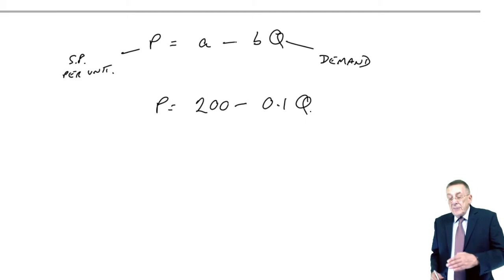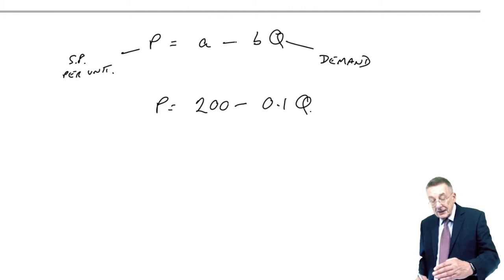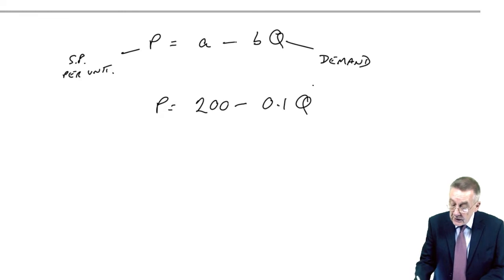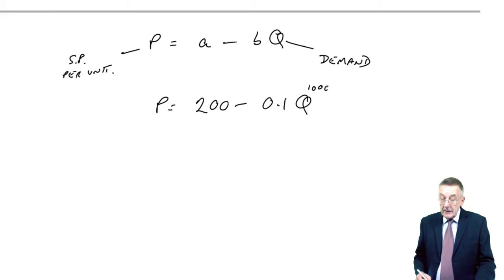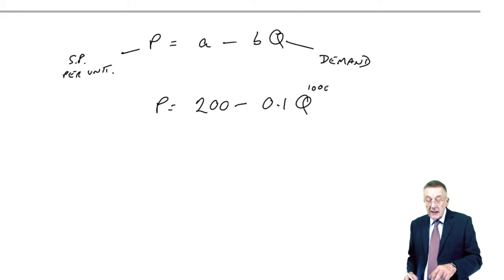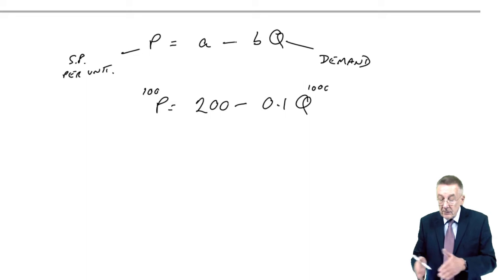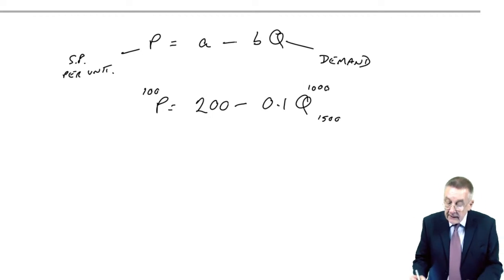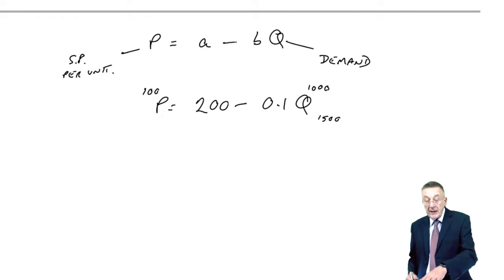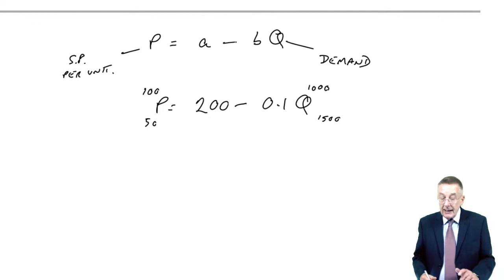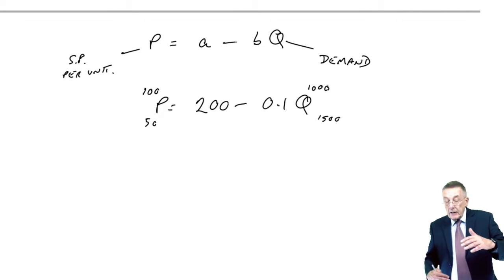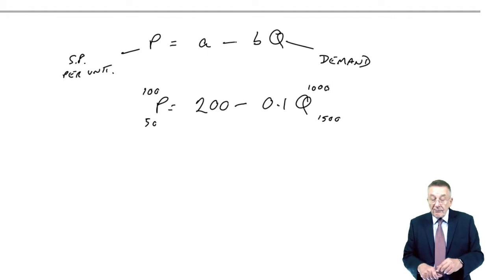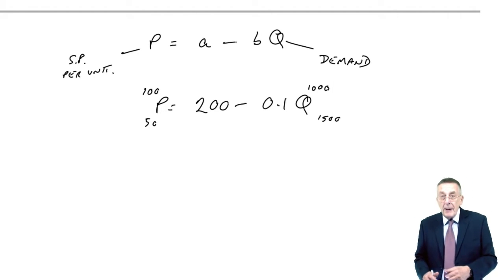Well, think about it. It means to get higher demand, there'll be a lower price. If demand was 1,000, 0.1 times 1,000 is 100, the price would be 100, 200 minus 100. If I wanted the demand to be 1,500, 0.1 times 1,500 is 150, 200 minus 150, the price would have to be 50. So as demand goes up and down, the price has to go up or down. But we're looking for an equation of that form.